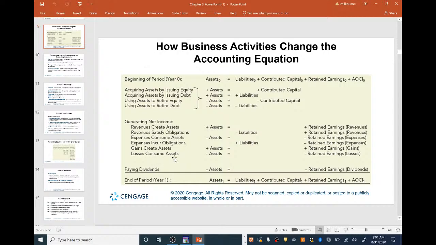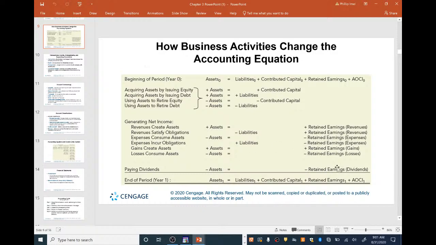Losses consume assets. So obviously, if we're consuming assets, assets are going to decrease. And if we're incurring a loss, then it's also going to lower net income. Net income's closed to retained earnings. If we're decreasing net income, it's going to reduce retained earnings. Now, what if we're going to pay dividends to some of the owners? So obviously, if we're paying dividends, we're going to pay that with cash, which is an asset. So assets are going to decrease.